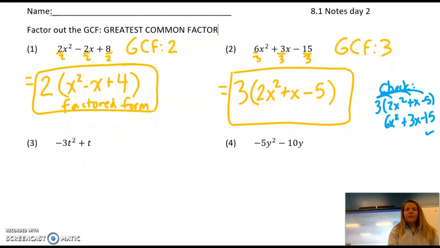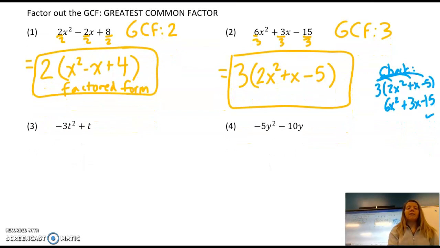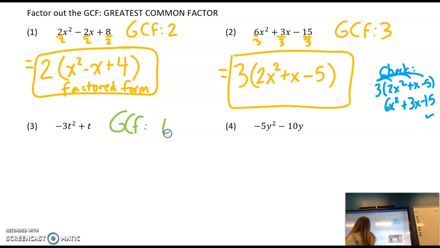So now moving to number 3. So we have negative 3t squared plus t. So notice I said t squared plus t. Right off the bat, I know that my GCF is automatically t because they both share a variable. Now yesterday we learned that if your leading coefficient, which is your first number, is negative, you will factor out a negative number. Okay? So my GCF is a minus t.